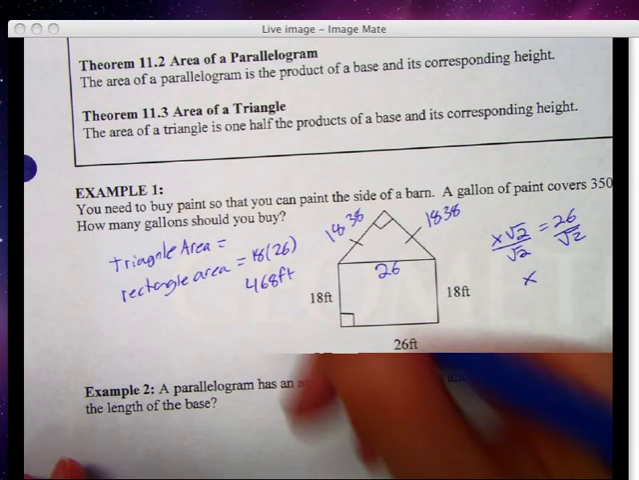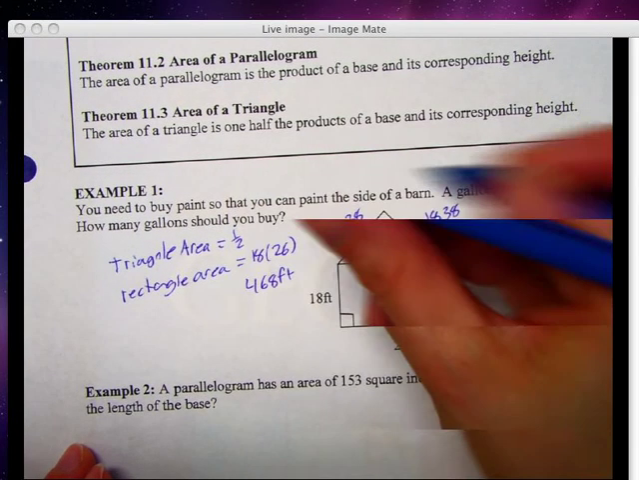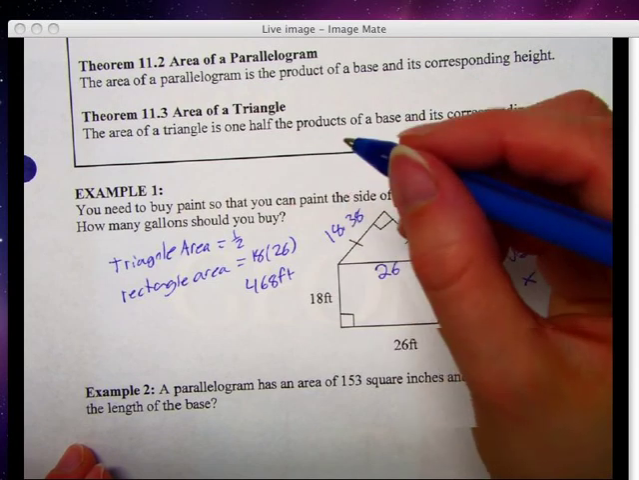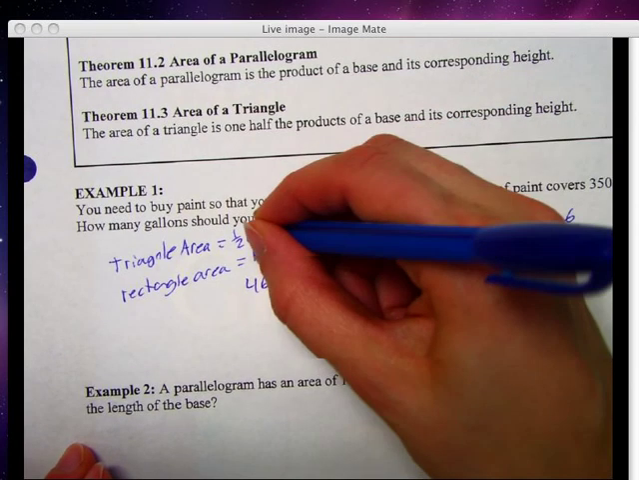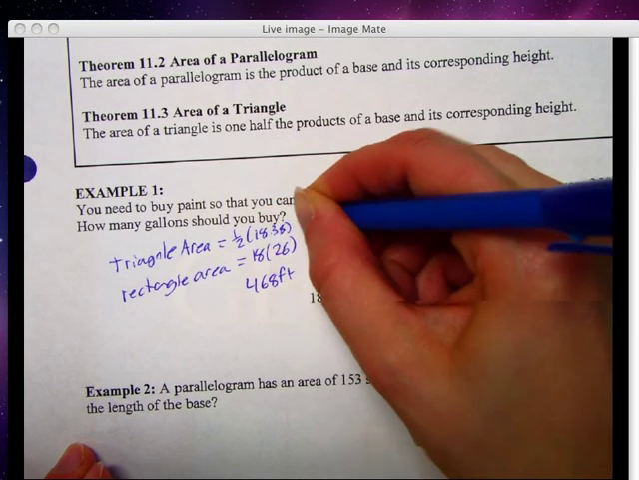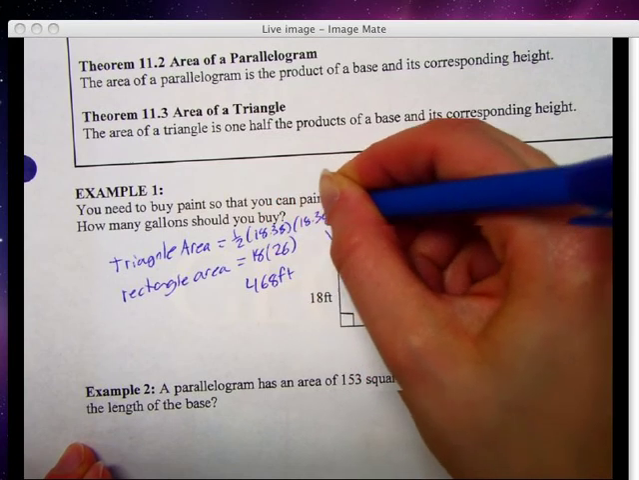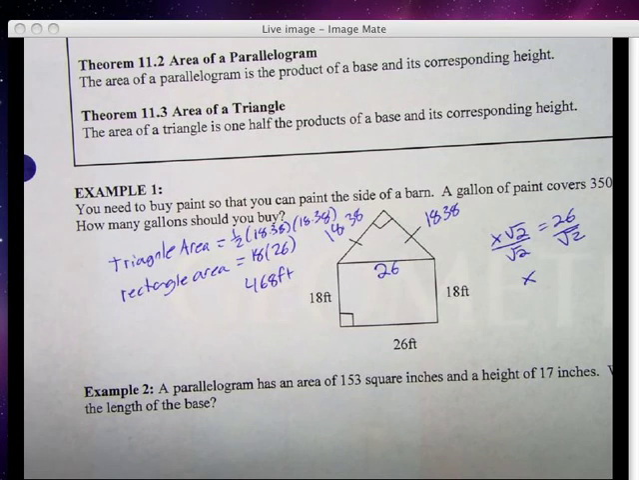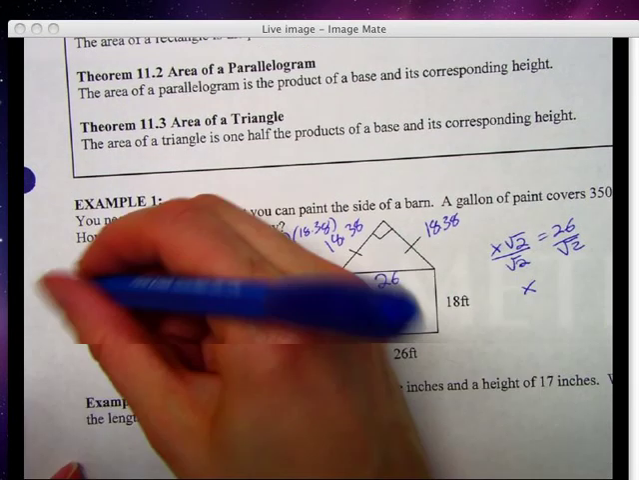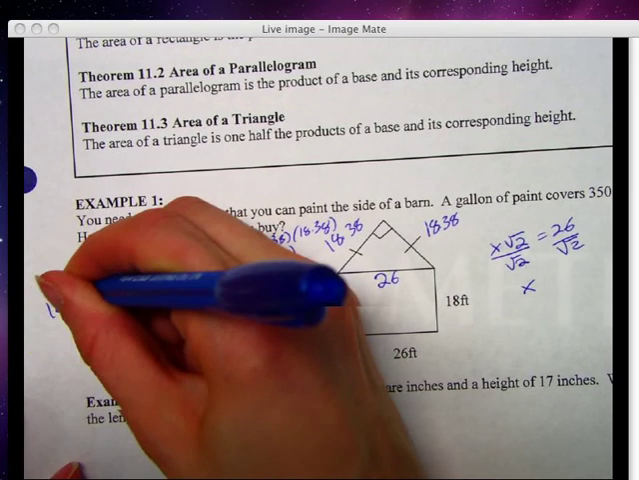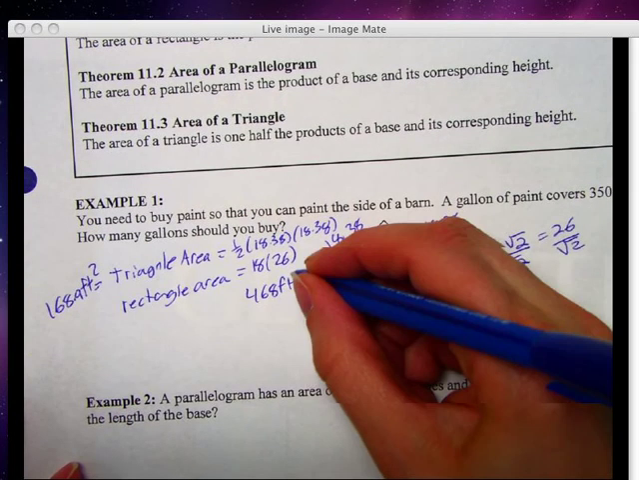Okay, and then the triangle is 1/2 base, which is 18.38, times height, which is 18.38. Remember, your base is never your hypotenuse. So 18.38 times 18.38 divided by 2 gives us 168.9. We'll leave it at that. Feet squared. These should both say feet squared.